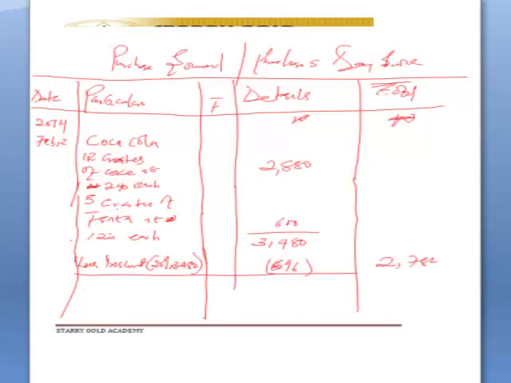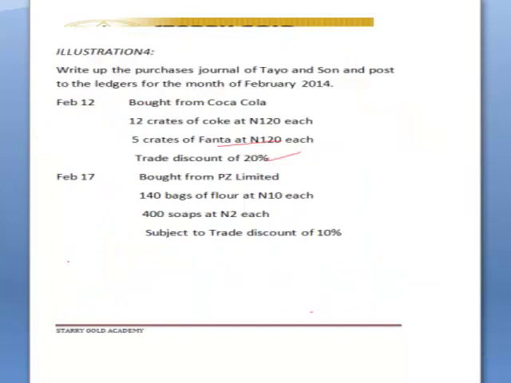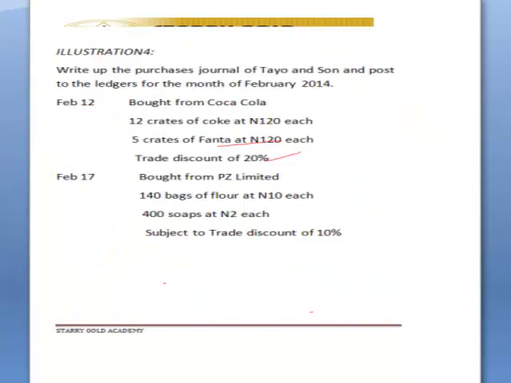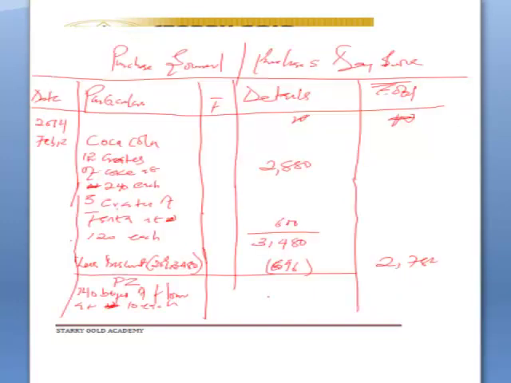And when that is done, the next is to pick the order bought from PZ Limited. So the next supplier is PZ. Then what did they buy from there? From PZ we bought 140 bags of flour at 10 naira each, and that will be 1,400. I can label this purchases ledger, that is the reference, purchases ledger.